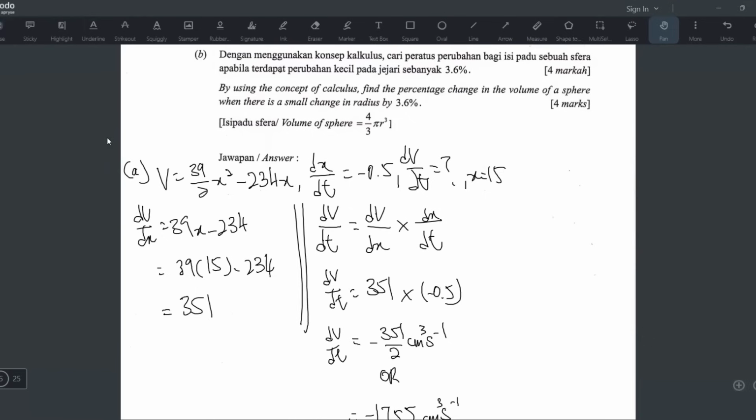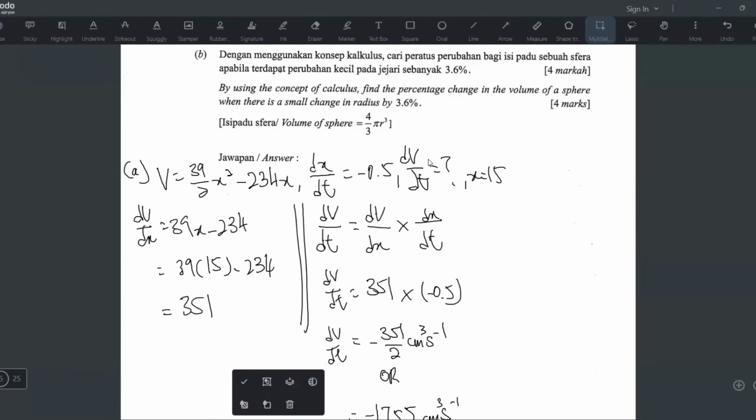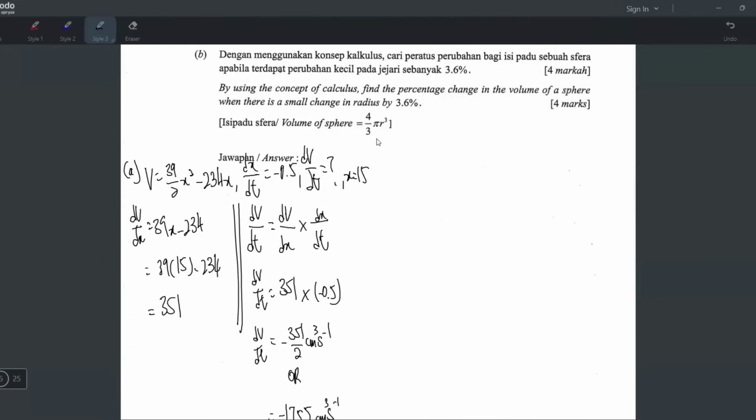Now we can do B. I need space, so I'm gonna make this smaller a bit. Oh, this is not good. Wait for me, let me adjust this. Okay, now I have space to do B. Alright, so the B, I'll just do it here.